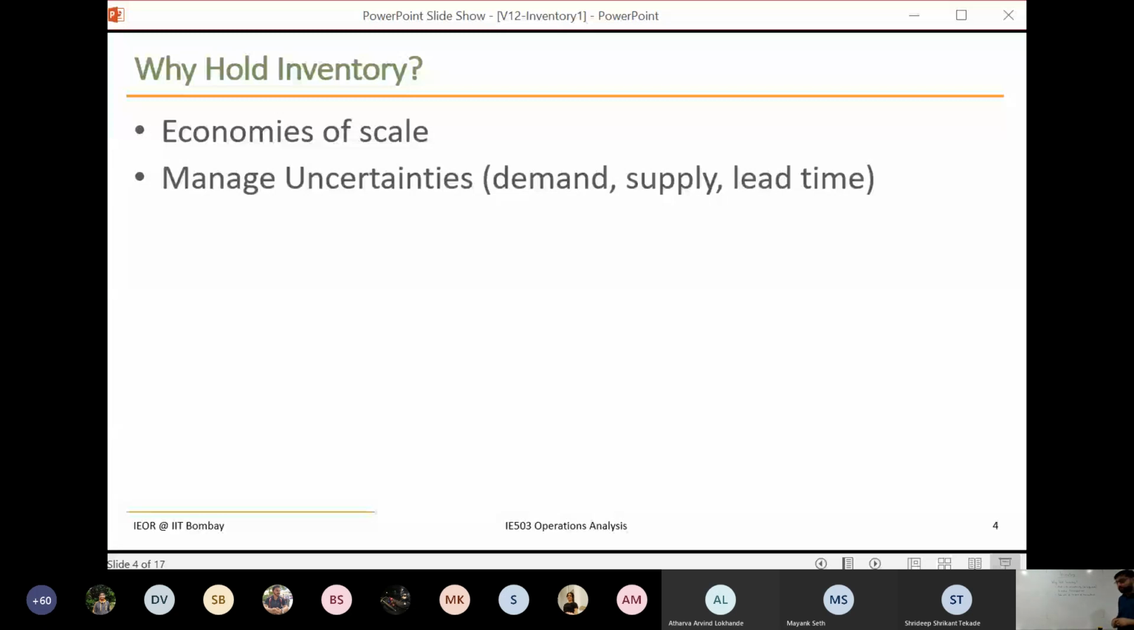Inventory can help improve service levels. We have not defined these terms yet, but when you say improve service levels, service level can, as of now, be defined as the fraction of customer orders we are able to fulfill. We can fulfill demand if we have enough inventory. So that is taken as the service level. If you have more inventory, our service level will be better.